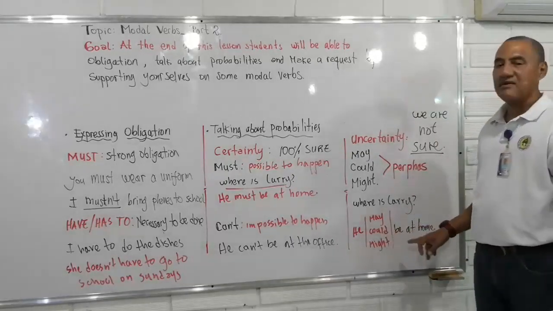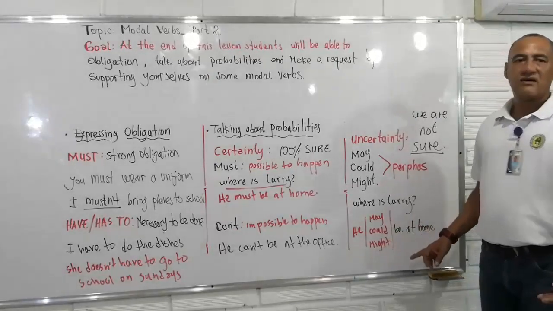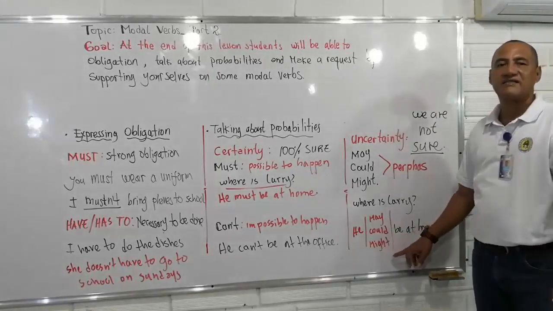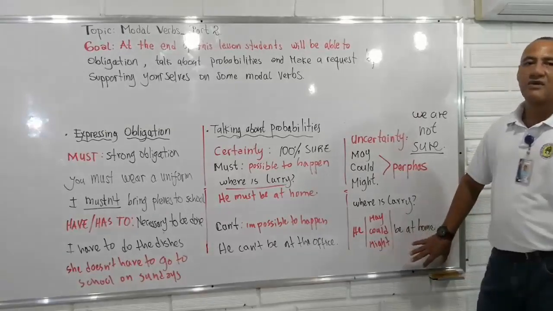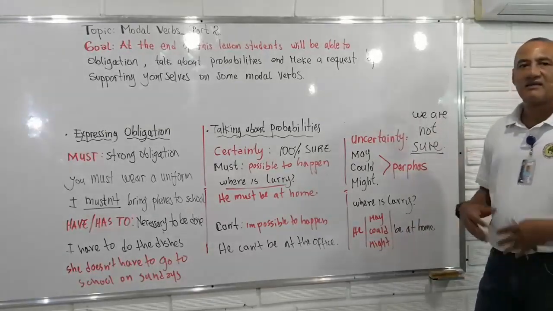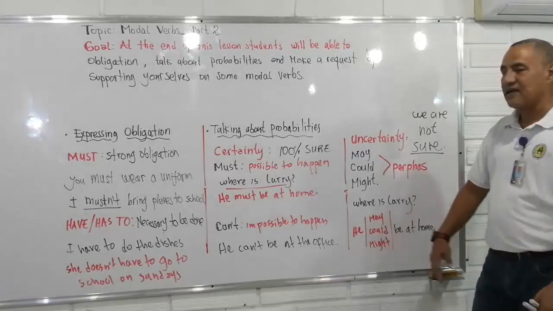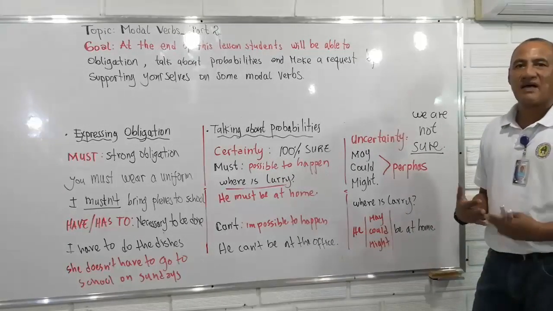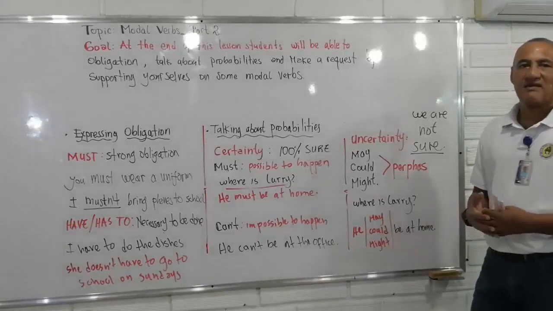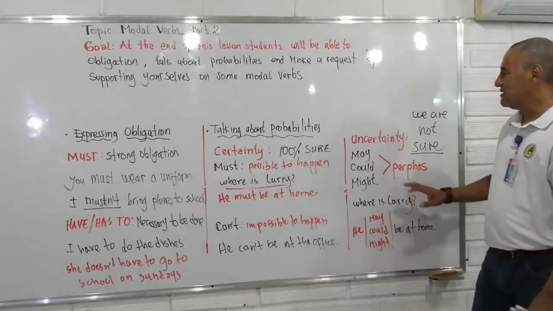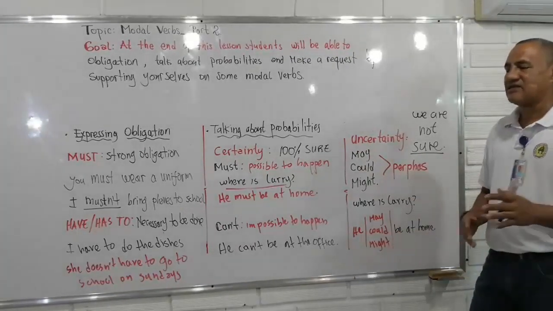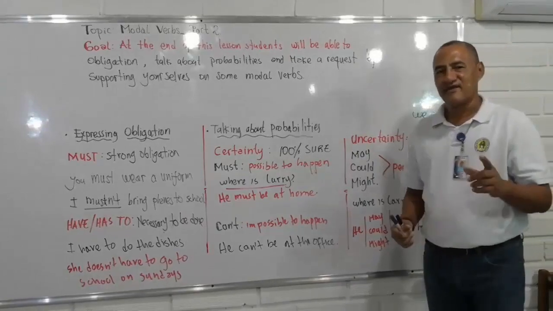When I say he may be at home, he could be at home, or he might be at home. This is when I am not sure that something is happening or is going to happen in the future. Podría, maybe, tal vez, de pronto esté en la casa, quizás esté en la casa. This is the way we express uncertainty. Okay? Very good. Stay tuned.